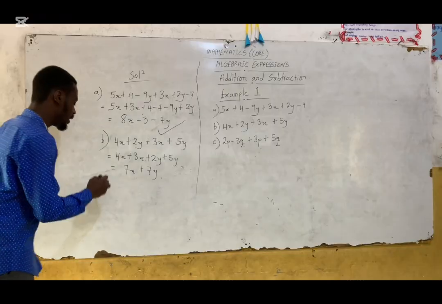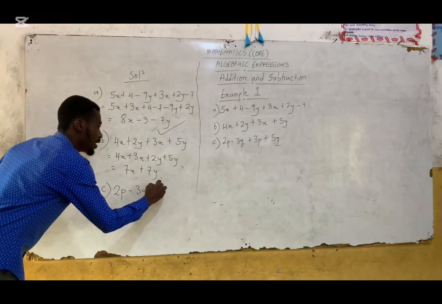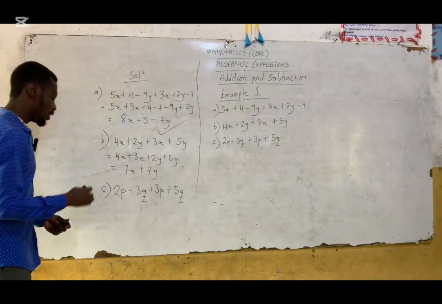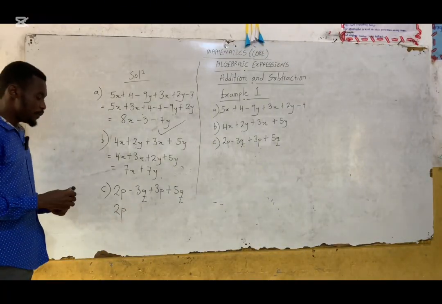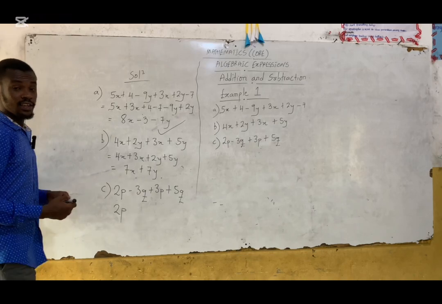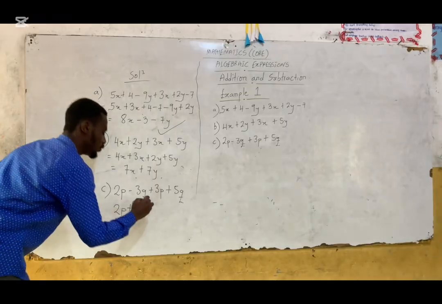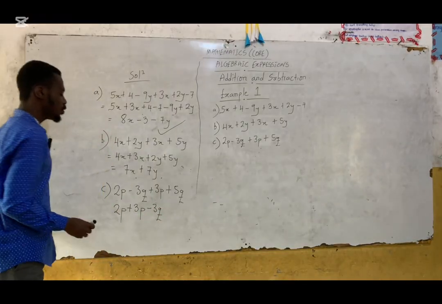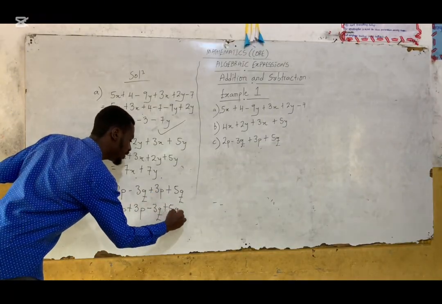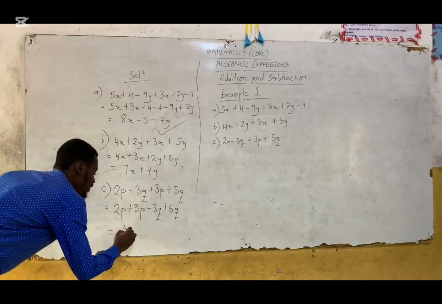Very simple. And the last one, we have 2p minus 3q plus 3p plus 5q. Are we okay? As usual, we pick the first one. We have 2p, who is a friend to 2p? 2p has positive 3p as his friend, right? So positive 3p. From 2p, we go to negative 3q. So negative 3q. Who is a friend to negative 3q? Positive 5q. Are we okay? So positive 5q. And then 2p plus 3p gives us 5p.